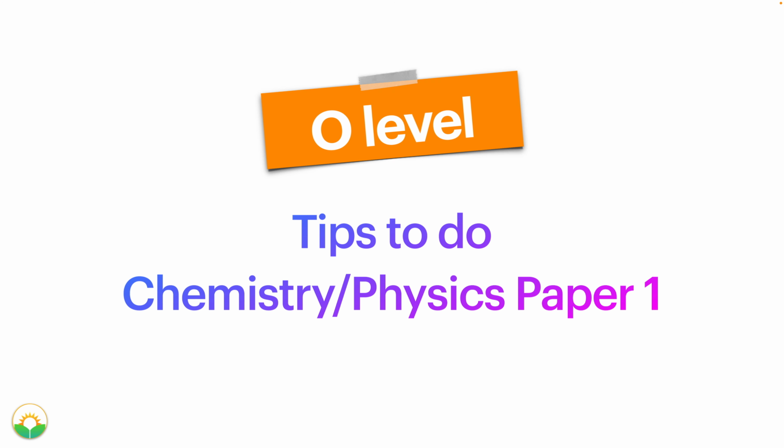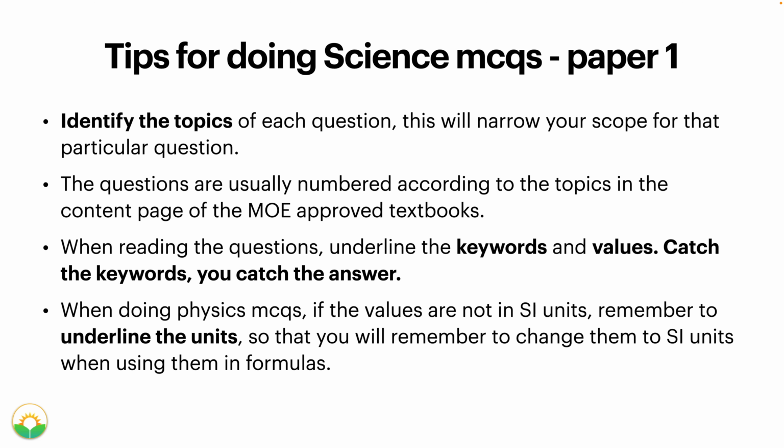Today's video is to go through some tips to do chemistry and physics MCQ. So first, usually you should try to identify the topics of each question so that you can narrow down your scope for that particular question. And second, the questions in the MCQ are usually numbered according to the content page. So this will give you a good idea of what the question is about based on which topic.